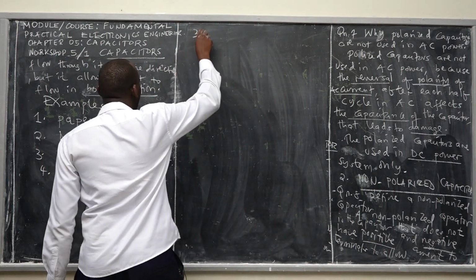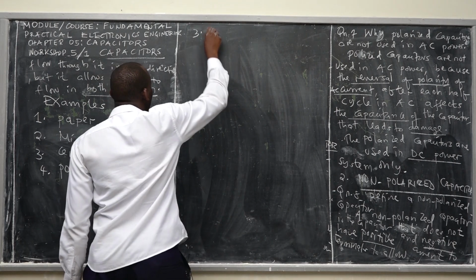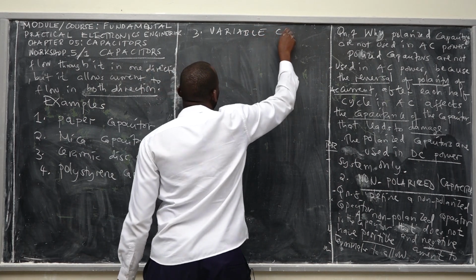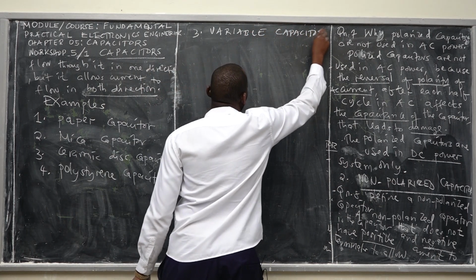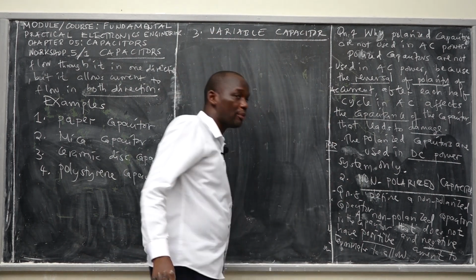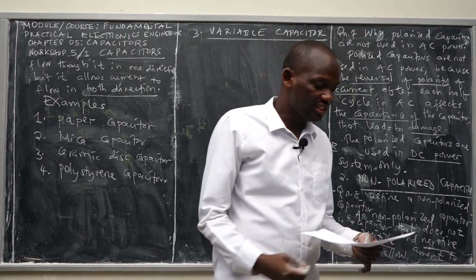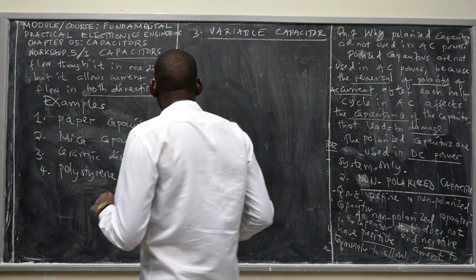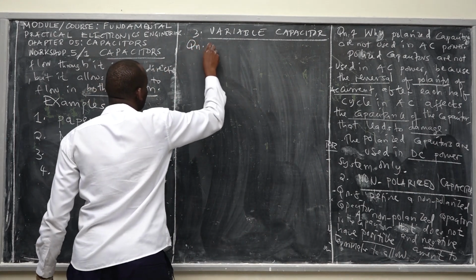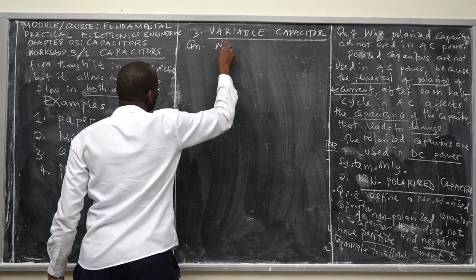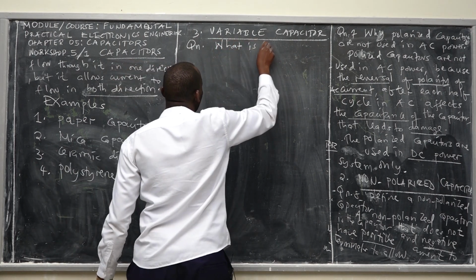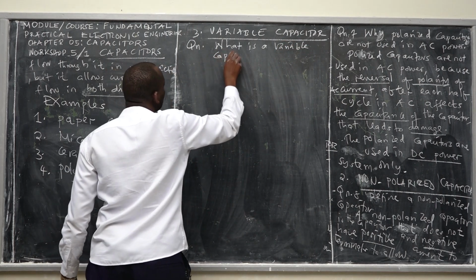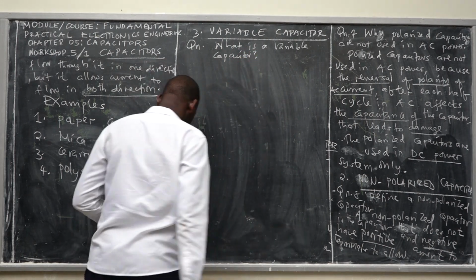So let us end our workshop 5/1 with the third category, which is variable capacitors. In the case of resistors, we also have a terminology we call variable resistors. So here we have a question: what is a variable capacitor?